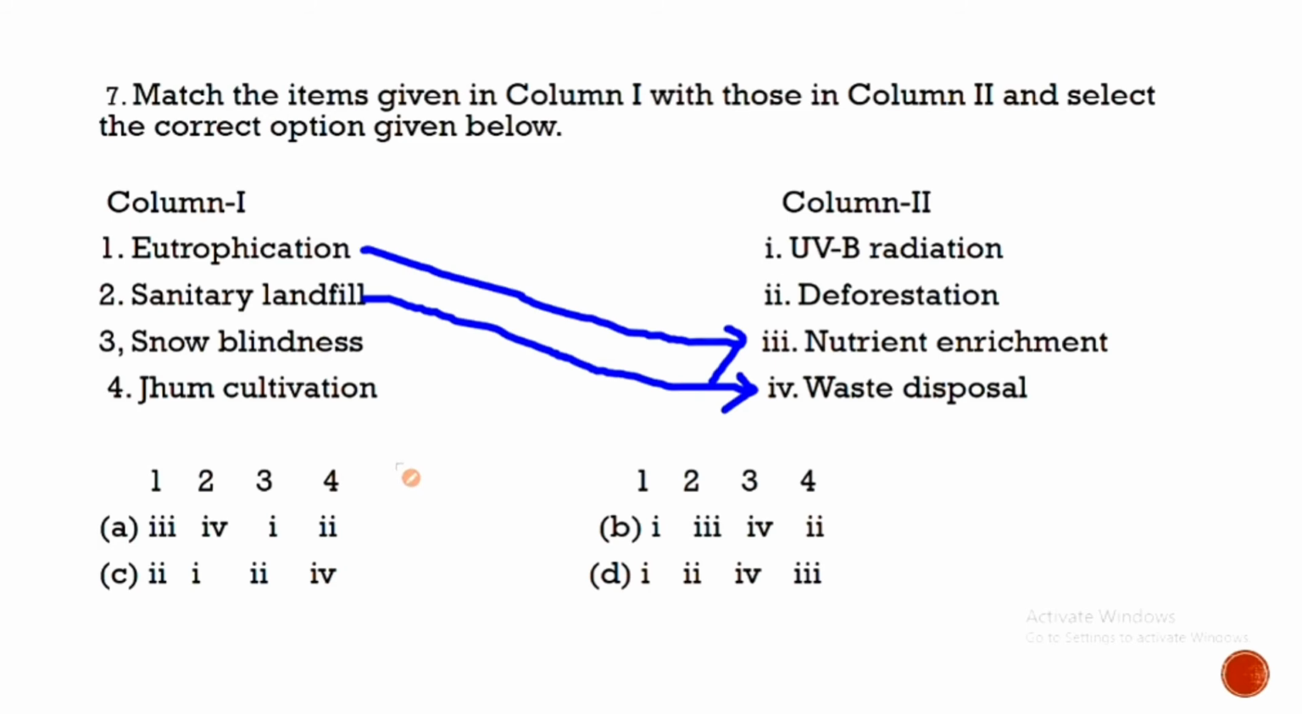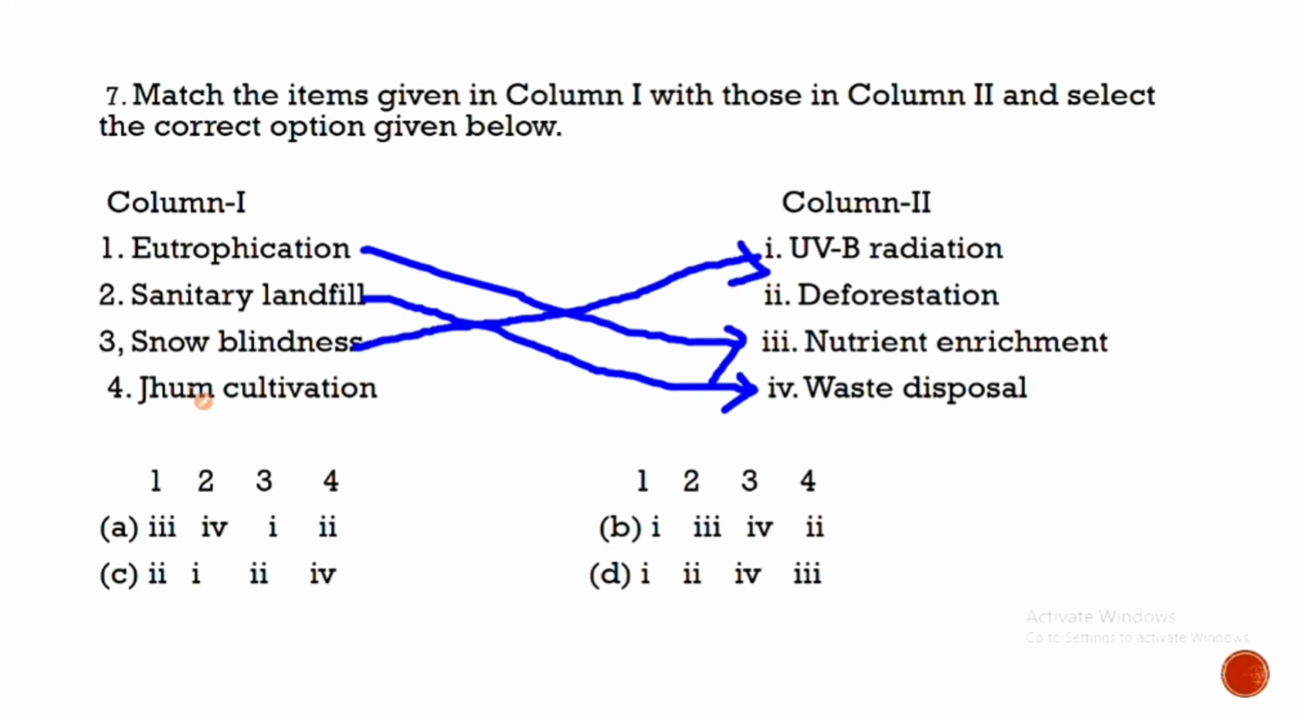Snow blindness. Snow blindness is caused due to UV radiation exposure. This radiation can reach the Earth's surface due to depletion of the ozone layer. So due to depletion of the ozone layer, ultraviolet radiation reaches the Earth and causes snow blindness. So this 3 will match with 1.